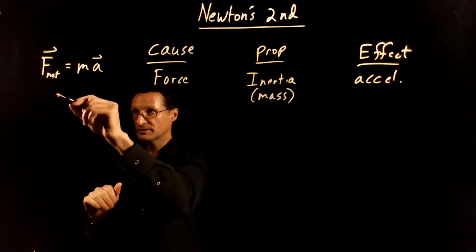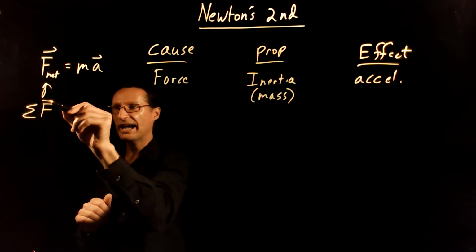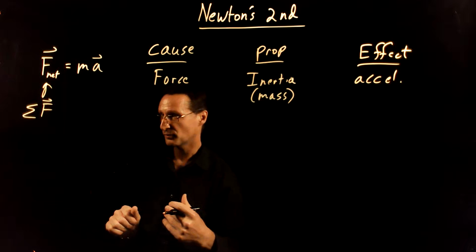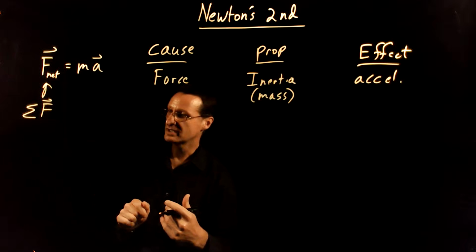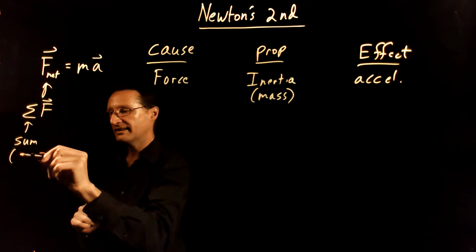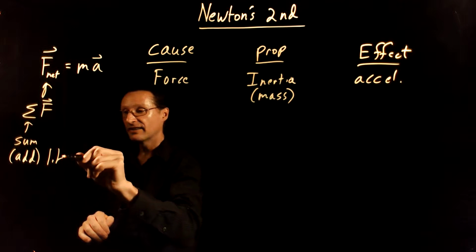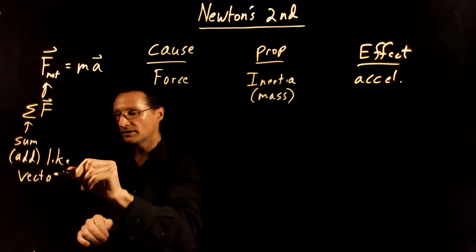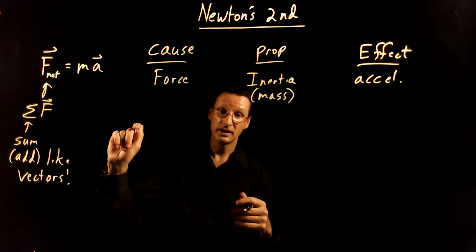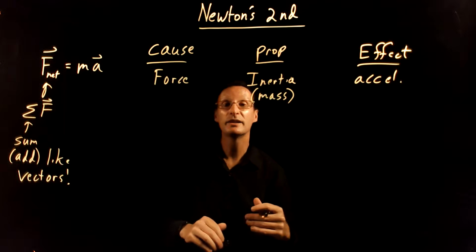This says many things. First of all, what does net force mean? Net force means I have to add up all of the forces and get the total force. So I use this sigma symbol here, and this sigma symbol means sum, or add them up. And these are vectors, so we have to add them like vectors. So we have to use all of our tools of adding vectors to add up all of the forces that are acting on an object, and that is equal to that object's mass times its own acceleration.